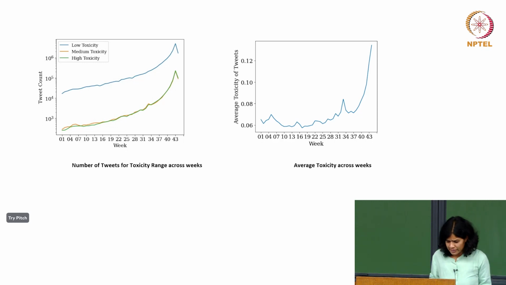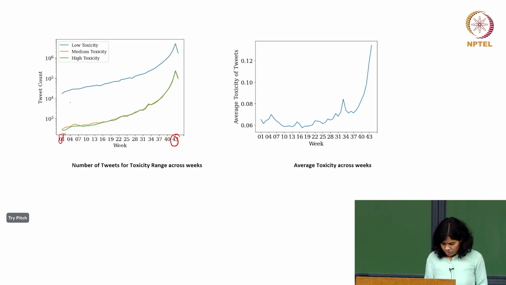Okay, so this tweet basically, yeah. I think this plot is an interesting plot. So what we are saying is, with weeks we are measuring the tweet count, and there are three different things, right? The low toxicity count, medium toxicity, high toxicity. So we have divided the tweets into three buckets, and this is the trend to see that, right? So with time, week 01, this is the first week, versus this is the 43rd week, right?